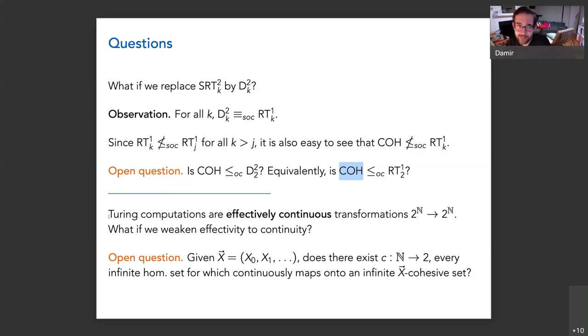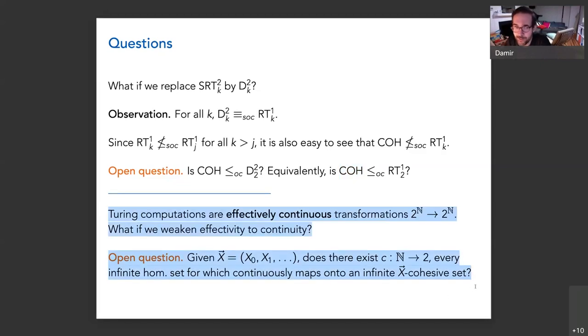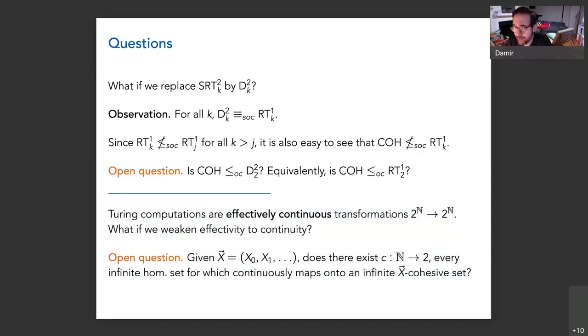The last point I have here is that if Turing computations aren't to your liking, if you don't like computability, you could also just ask this question on purely topological grounds. Turing computations are effectively continuous transformations between sets of binary sequences. So there's this Cantor space to Cantor space. These are infinite sequences of zeros and ones. But if you remove this effectivity, then you just get continuous, right?